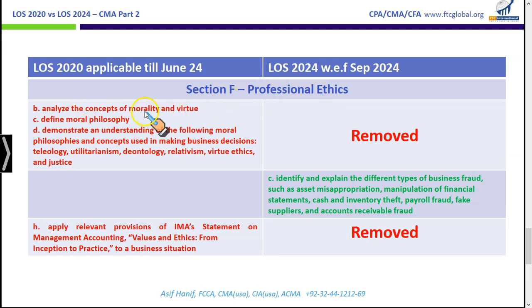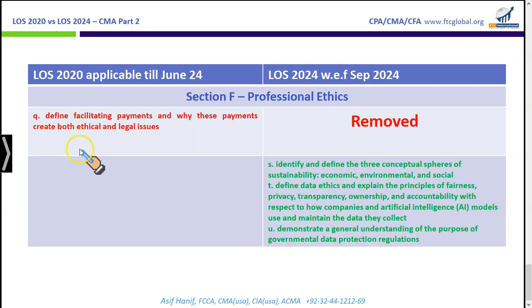These theories, virtue ethics, deontology, teleology, they have all been removed. So all this: analyze the concept of morality and virtue, define moral philosophy, demonstrate an understanding of following moral philosophies and concepts used in making business decisions, teleology, utilitarianism, deontology, relativism, all removed. Apply relevant provisions of IMA Statement on Management Accounting Values and Ethics from inception to practice to a business situation. That was a long, useless text which has been removed. Good thing. Define facilitating payments and why these payments create both ethical and legal issues. Grease money. Removed.